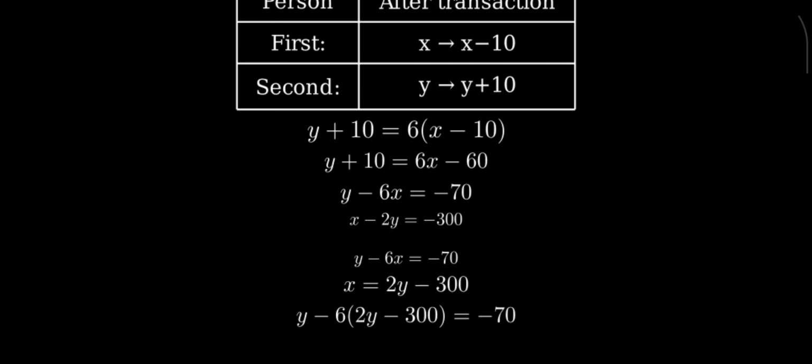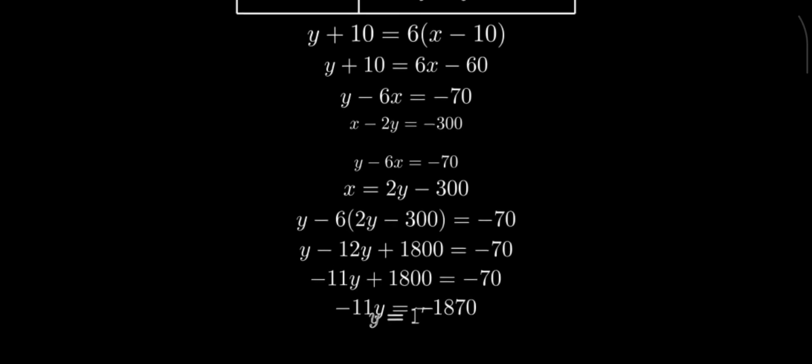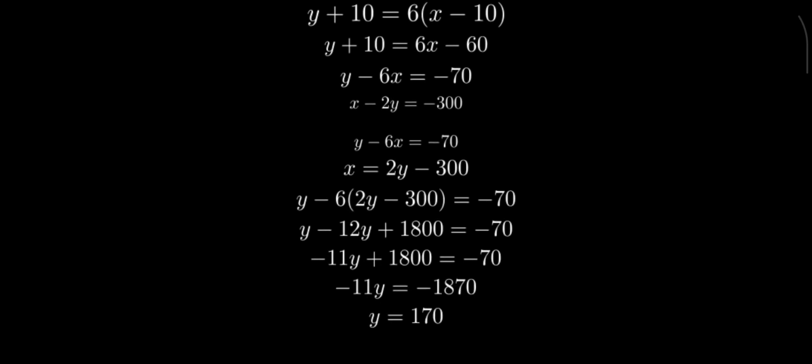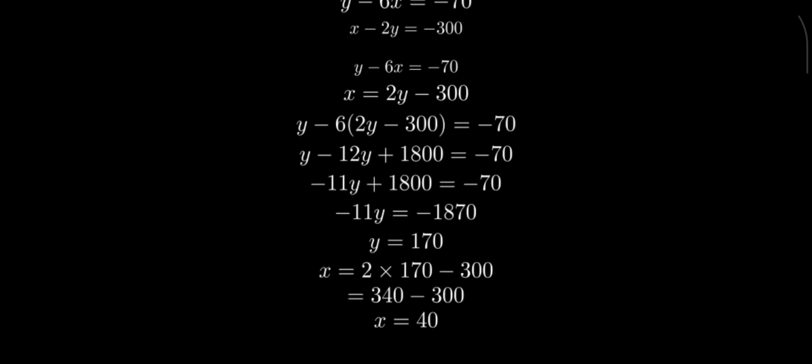Substitute this into the second equation. So y minus 6 times (2y minus 300) equals negative 70. Expand and solve the equation. y minus 12y plus 1,800 equals negative 70. Negative 11y plus 1,800 equals negative 70. Move all terms involving y to one side. Now substitute y equals 170 into x equals 2y minus 300.